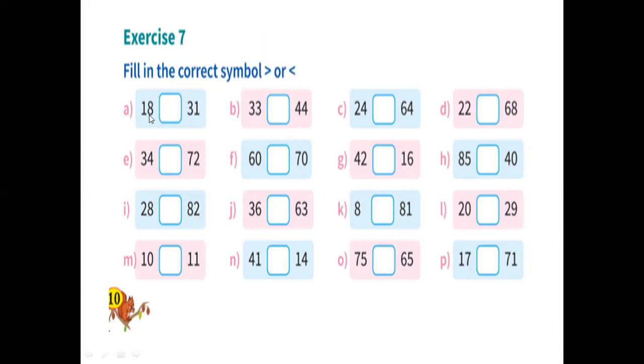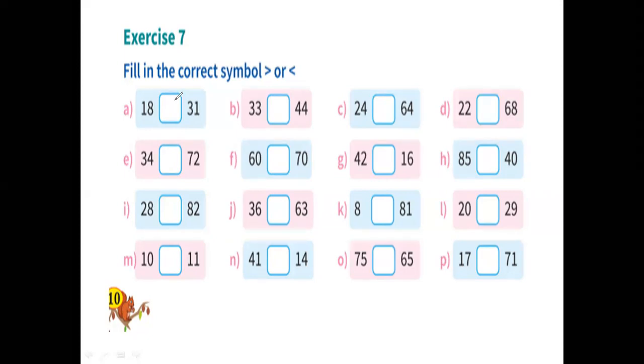Okay. The first sum: 18, 31. See here. In the tens place, 1 is here. Here 3 is there. So this is greater. 31 is greater than 18. So we will put the sign like this. Okay.